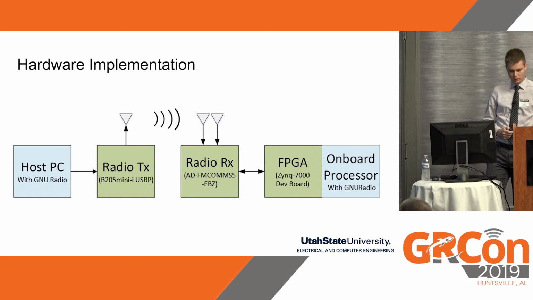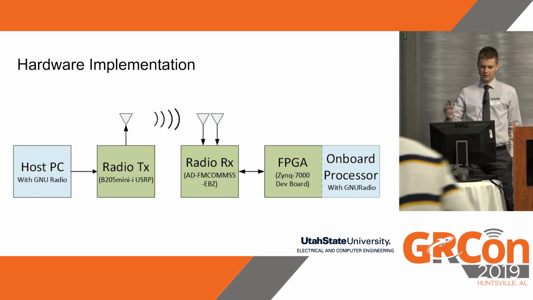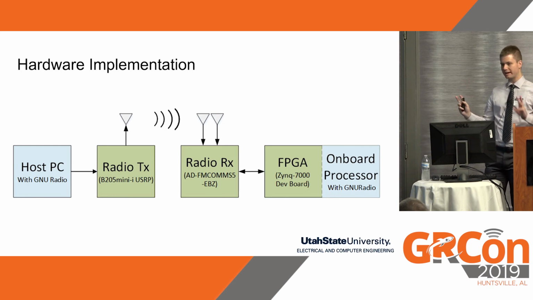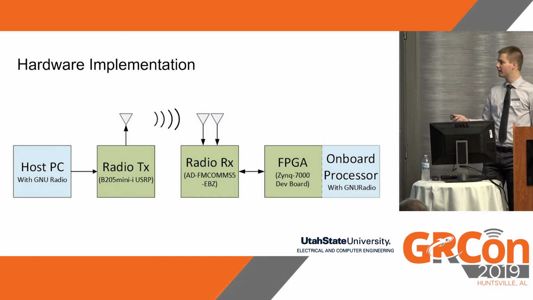We had a host PC running GNU Radio. We used a simple off-the-shelf webcam, grabbed some frames from that, modulated it out, sent it to a USRP that produced a single wideband signal. And then we had this FM-Comms board with two channels receiving that signal, pushing data onto the FPGA where it was processed using the signal synchronization that we were just talking about. And then we had the onboard processor on the Zynq FPGA actually running Linux with GNU Radio in order to receive that signal, demodulate it, and reform the camera frames that we were sending.